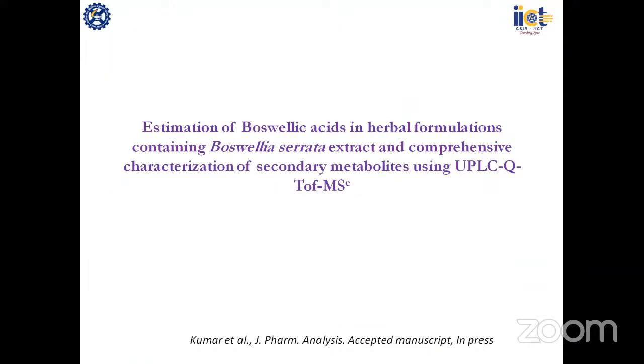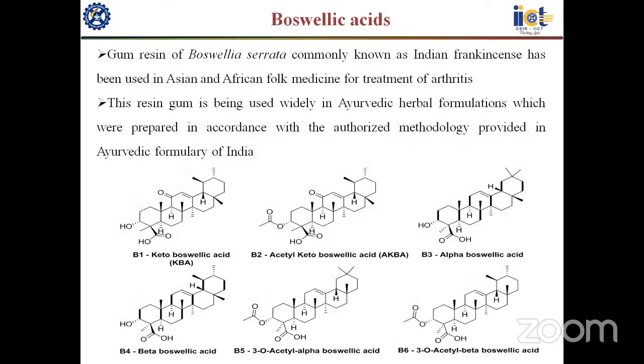So this is another work where we have quantified and standardized and also verified the presence of boswellic acids in different Boswellia serrata extracts as well as different products in the market by using UPLC QTOF MSMS. Boswellia serrata is a very well-known Indian frankincense, and it has been used in Asian folklore medicine for the treatment of arthritis. In traditional medicine it is called Shallaki. This resin is being used widely in herbal formulations for different Ayurvedic formulas in India.